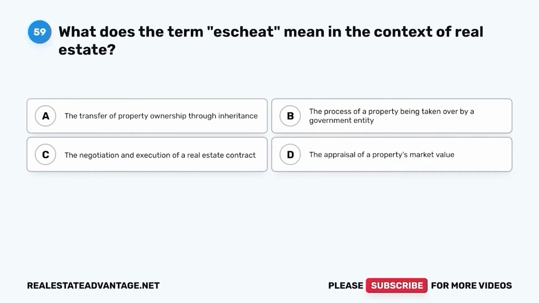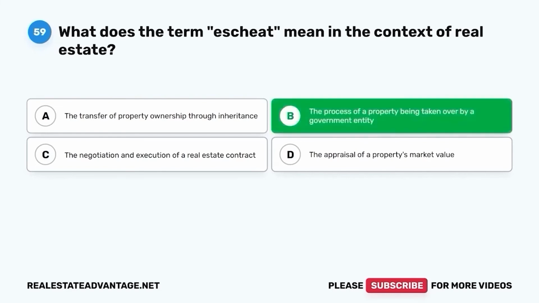Question 59. What does the term escheat mean in the context of real estate? A. The transfer of property ownership through inheritance. B. The process of a property being taken over by a government entity. C. The negotiation and execution of a real estate contract. D. The appraisal of a property's market value.